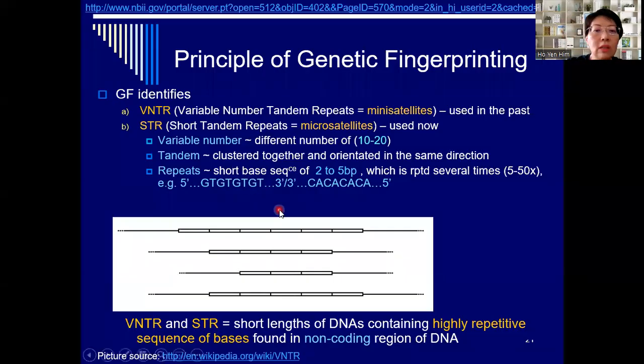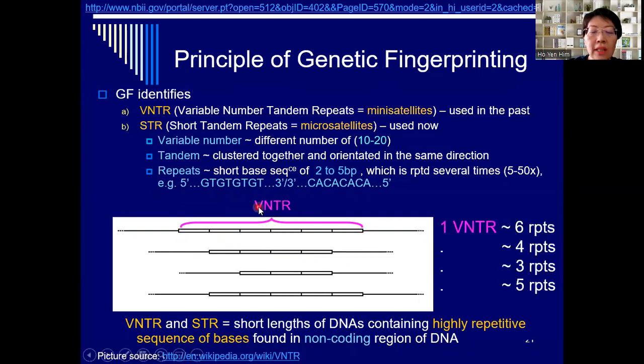So where exactly is VNTR? This section of the DNA is called the VNTR. What you can see here is that VNTR is made up of a variable number of repeats. This one has 1, 2, 3, 4, 5. This one has 1, 2, 3, 4, 5, 6. So this one has 6 repeats, this one has 4, this one has 3 to 5 repeats.